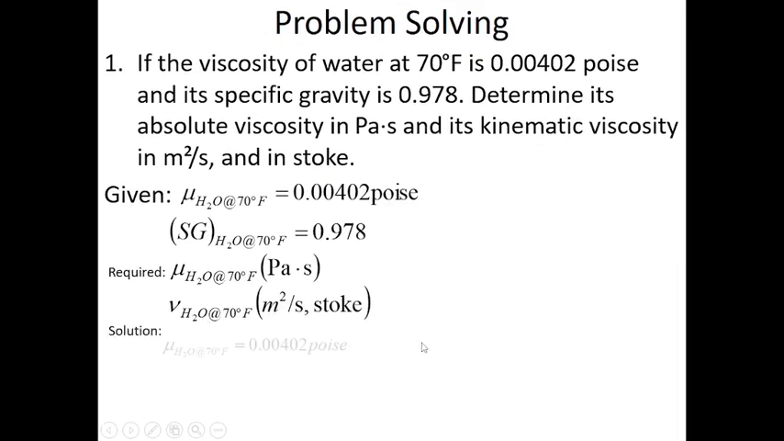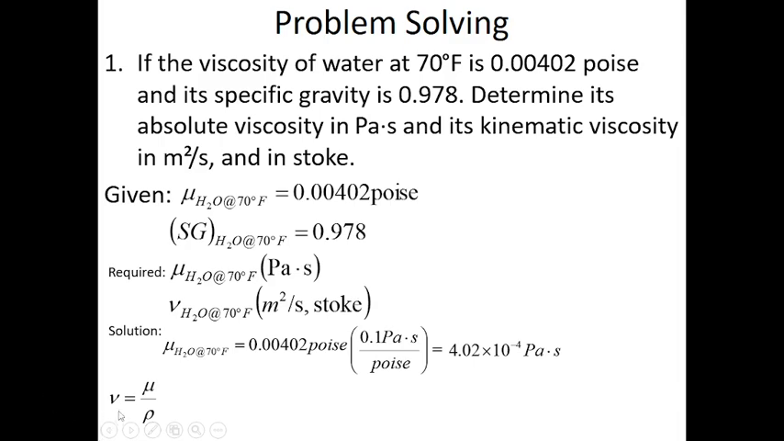Okay. Solution. So the viscosity of water at 70 degree Fahrenheit is 0.00402 poise. We will express the absolute viscosity of water at 70 degree Fahrenheit, which is equals to 0.00402 poise, and we are to convert this to Pascal second. No? So, take note of the conversion. For every poise, 0.1 Pascal second. So, we will obtain an answer of 4.02 times 10 to the negative 4 Pascal second.